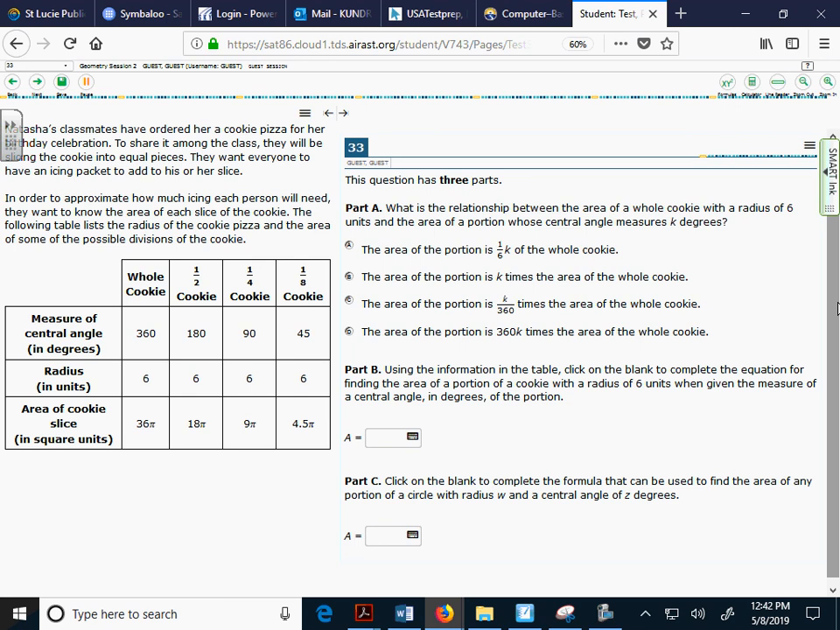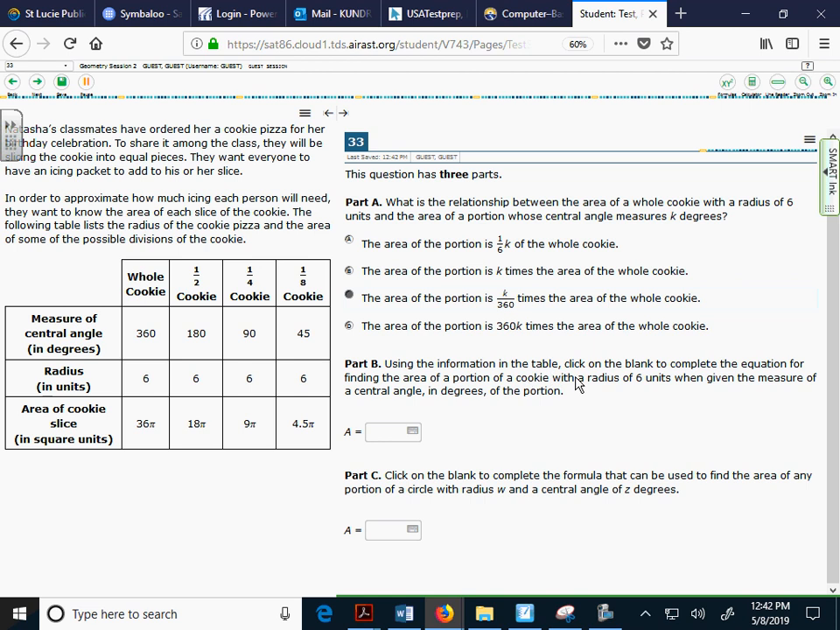You take the central angle and you divide it by 360 because that's the portion that you want, and then you would multiply it by the area of the whole circle. So the answer here is going to be C, k over 360 times. That's how you find a percentage, guys, or the fraction that you want. That one's pretty easy. All right, part B.